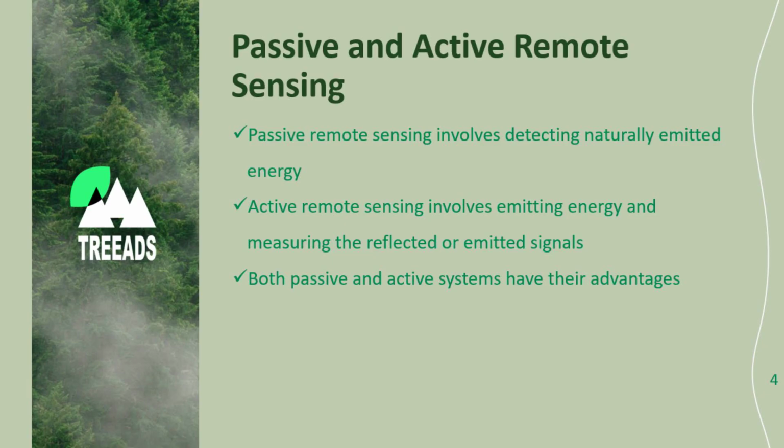Remote sensing techniques can be categorized into passive and active systems. Passive remote sensing involves detecting naturally emitted energy from the Earth's surface, such as sunlight reflected off vegetation. Active remote sensing, on the other hand, involves emitting energy, such as microwaves or lasers, and measuring the reflected or emitted signals. Both passive and active systems have their advantages depending on the application.